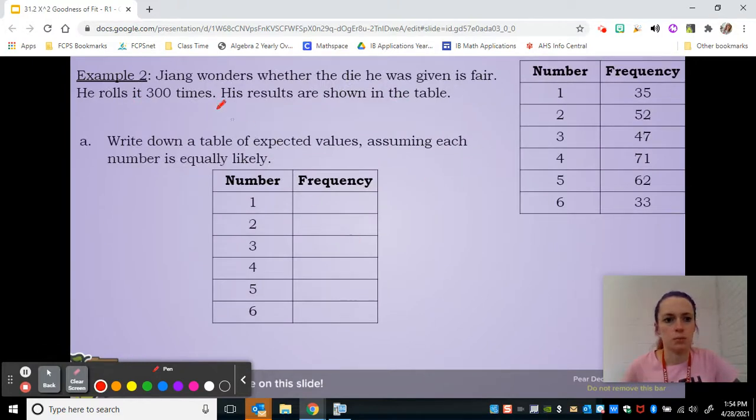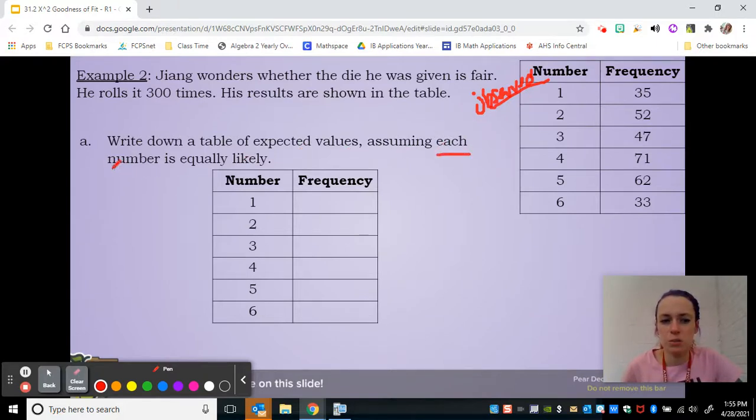All right, one more example. Zhang wonders whether the die he was given is fair. He rolls it 300 times, and his results are shown in this table at the right. So these are our observed values. In part A, we're asked to write down the expected values, assuming each number is equally likely.